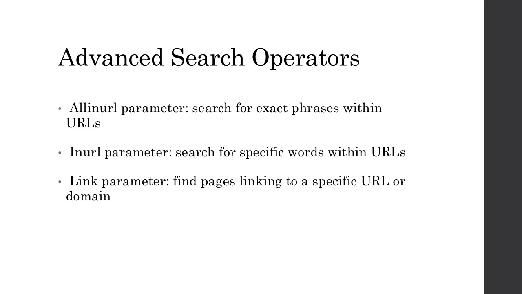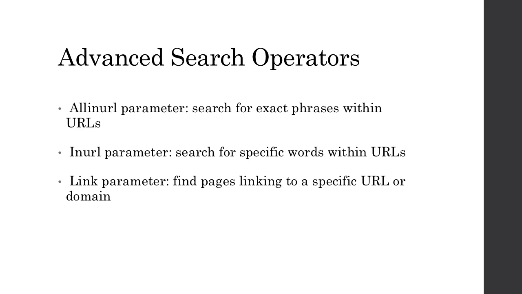Advanced search operators. Inurl parameter: search for exact phrases within URLs. Allinurl parameter: search for specific words within URLs. Link parameter: find pages linking to a specific URL or domain. Here's a simple explanation. Advanced search operators.